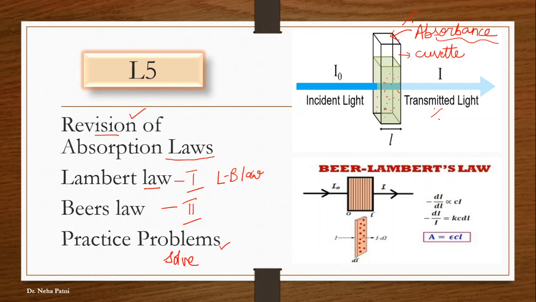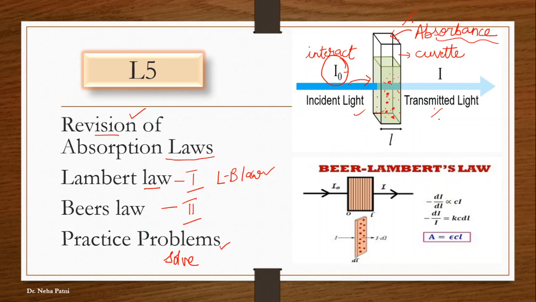Then when you allow the incident light with intensity I naught to pass through that cuvette, these particles are going to absorb some light. They are going to interact with that light, and that interaction of light with matter is spectroscopy. So in spectroscopy, the Lambert-Beer law has importance and application at the same time.